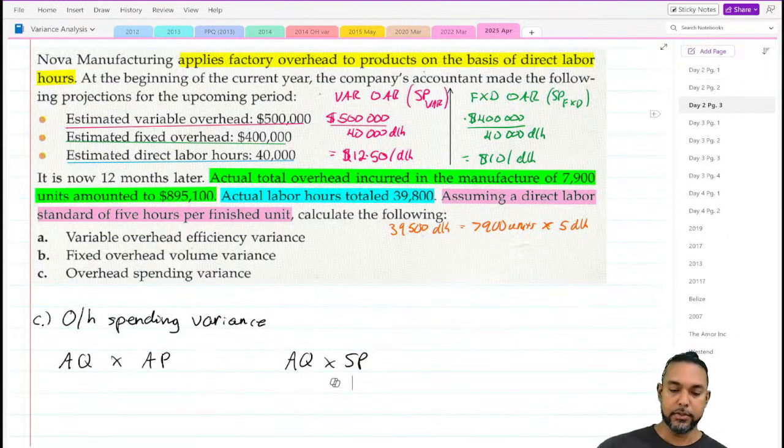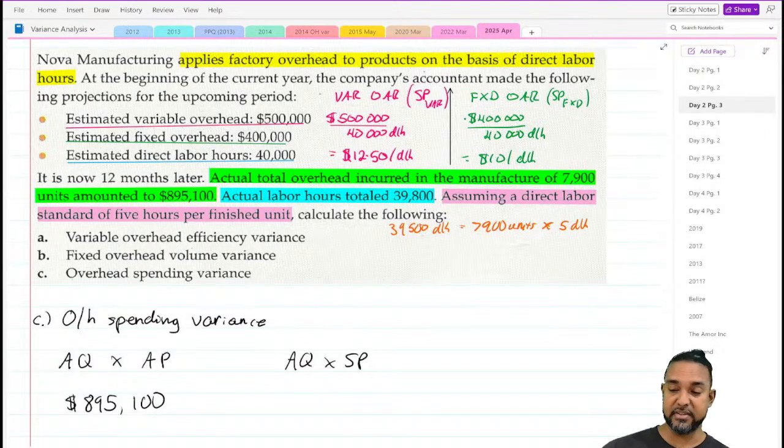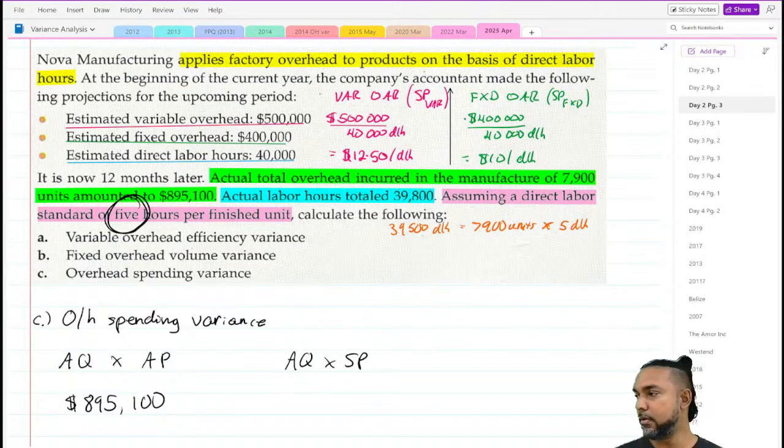So for the actual overheads, like I said, it was 895,1, my bad. You want to split that into fixed and variable. And you want to also do the same thing for the 5. They give that to us here. So I'll give it a couple of minutes, see what we come up with.